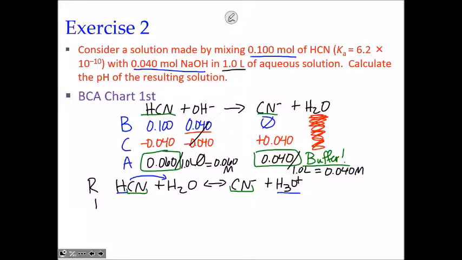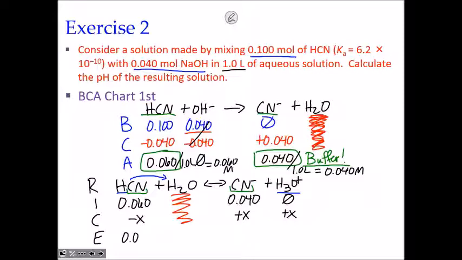So here initially, what do we have? Initially, we have 0.060 molar of our HCN. Remember, the water really doesn't matter. And we have 0.04 of our CN. It's like the common ion that's initially in solution, and then starting out with 0 hydronium. So then you do your change, subtract X, plus X here, and then we go rice is 0.060 minus X, 0.040 plus X, and X.